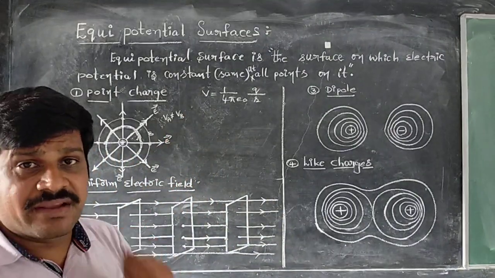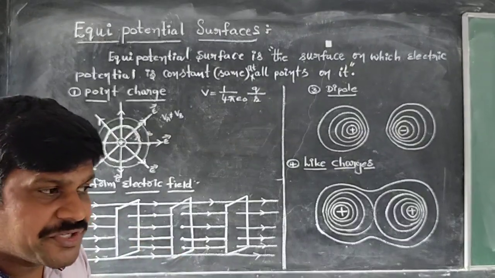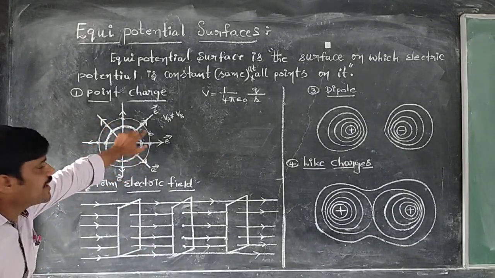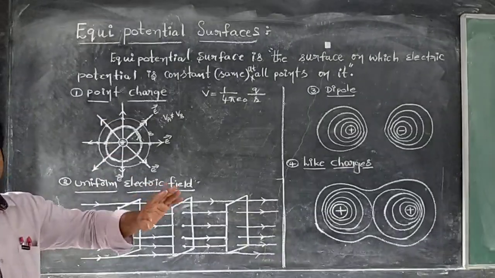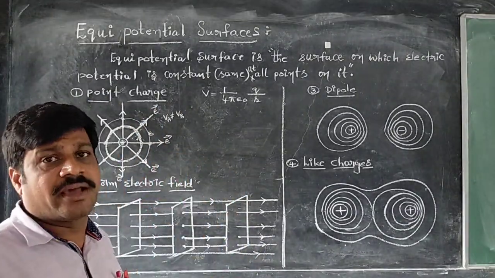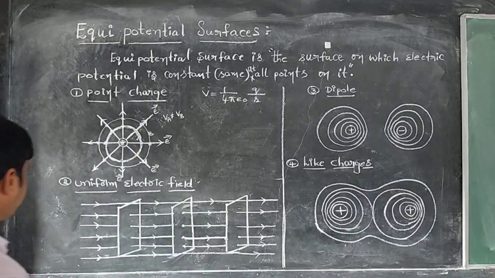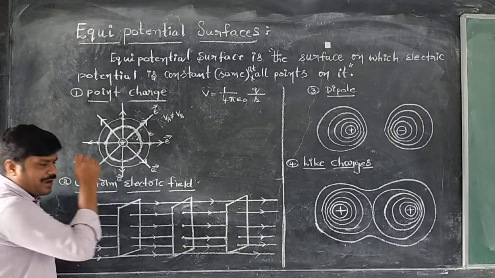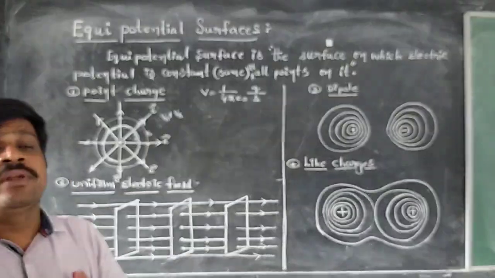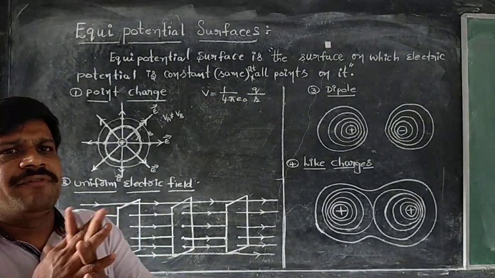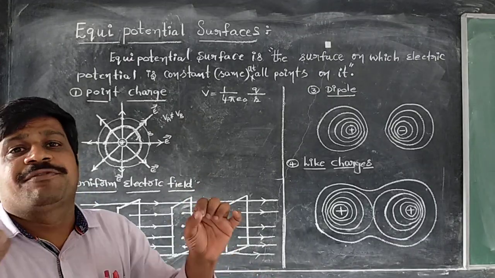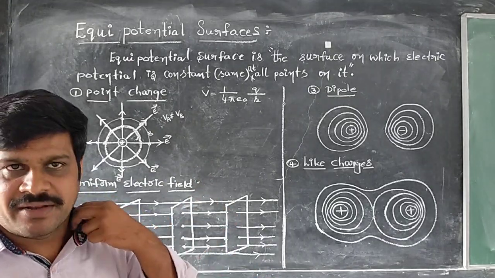That means the equipotential surface is the surface on which the electric potential is the same. The V value will be the same at every point. Such a surface is said to be an equipotential surface. This is a uniform electric field. A uniform electric field is one where, wherever it may be, the magnitude of the electric field is the same. Such a field is said to be a uniform electric field.